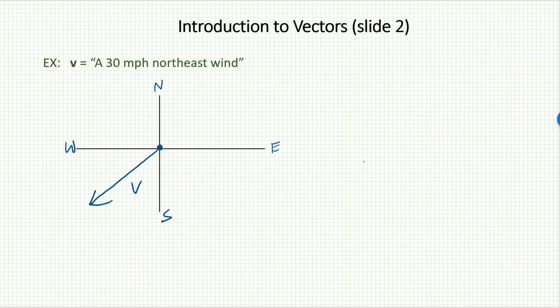So here's vector V. What can we say about it? What if I wanted to know the magnitude of vector V? Well, that just refers to its length. The length is the number portion of the vector, and so that would simply be 30 units long.